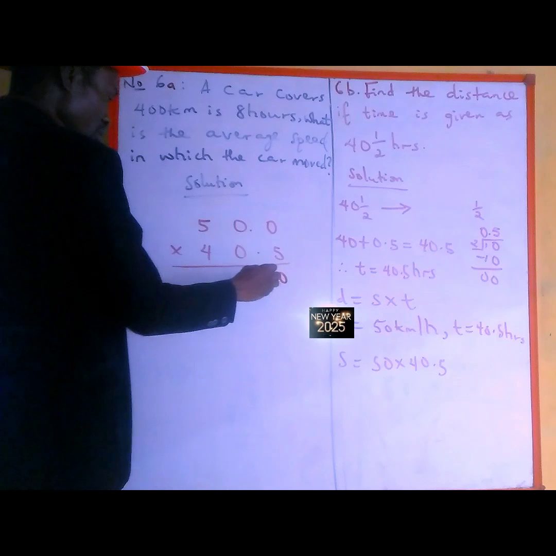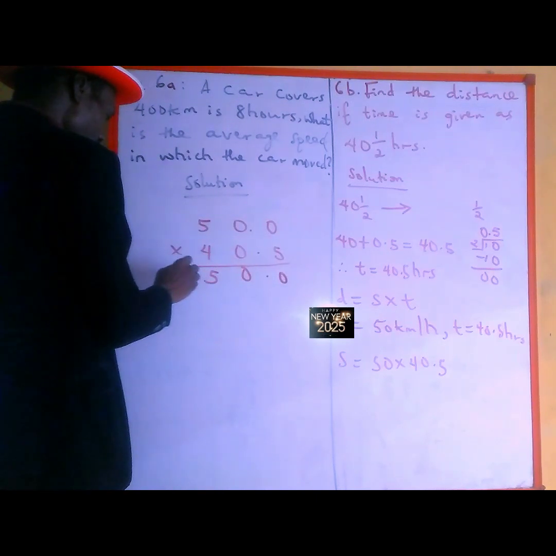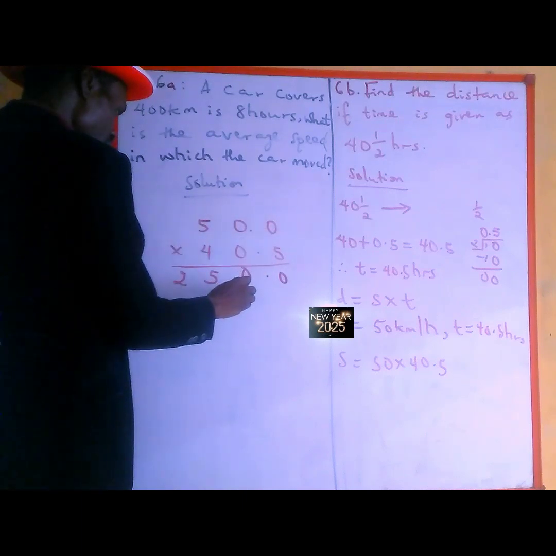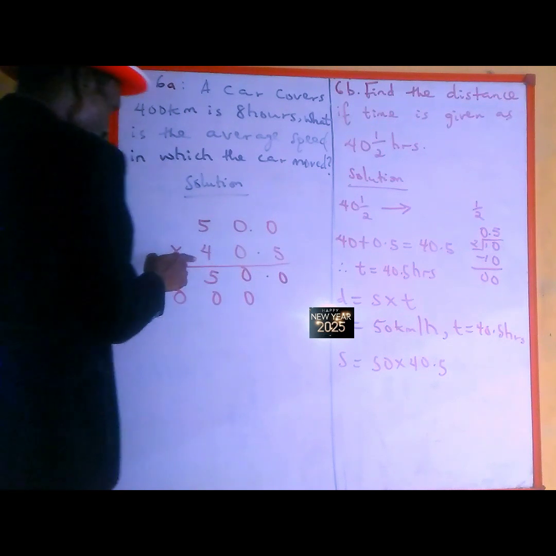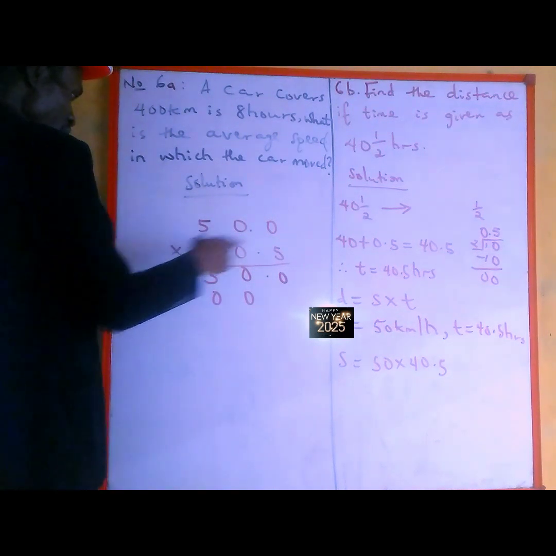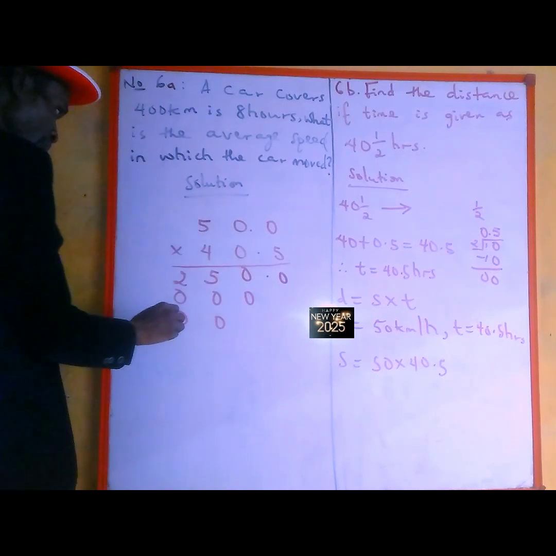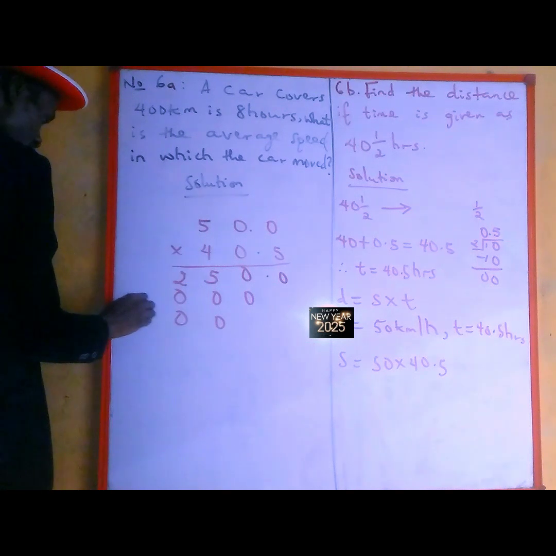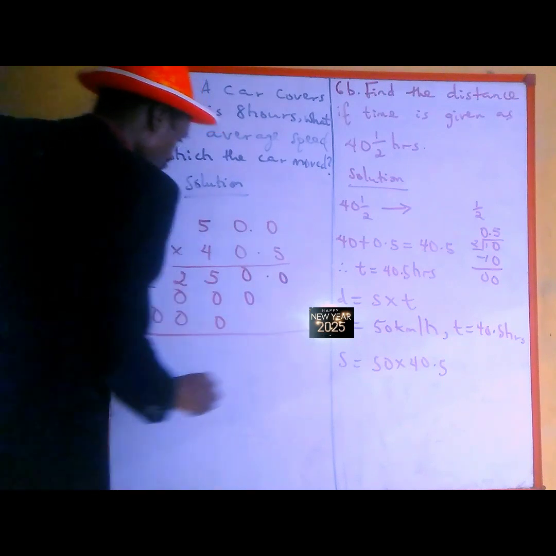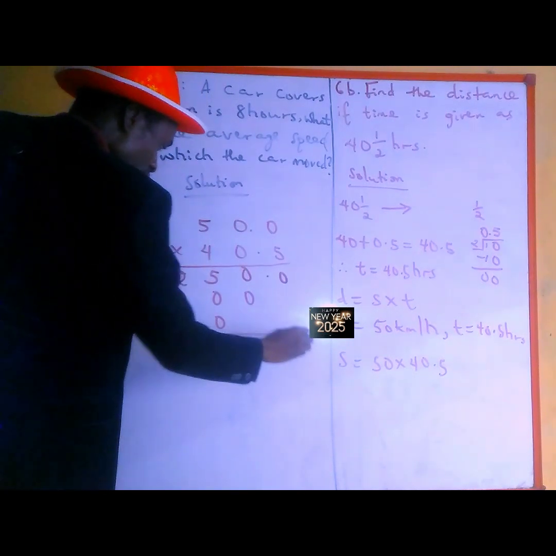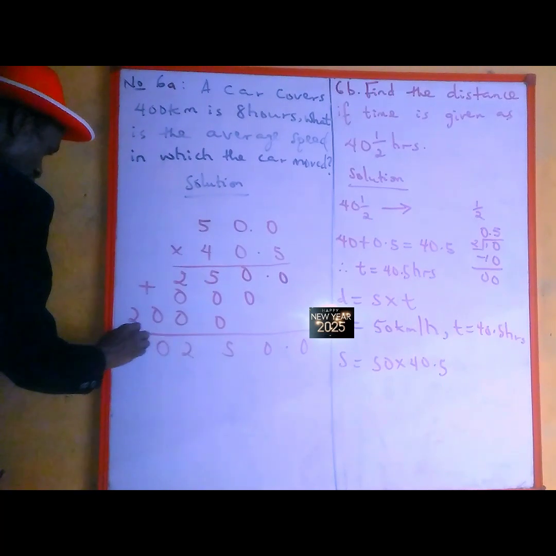5 times 0 is 0. 5 times 0, 0. 5 times 5, 25. Put down 5. Carry 2 here. 0 times 0 is 0. 0 times another 0 is 0. 0 times 5 is 0. Now let's go under this place. 4 times 0 is 0. 4 times 0 is 0. 4 times 5, 20. I have 2 here. Around my addition, you know that inevitably multiplication leads to addition. But I have 0, 0, I have 5, I have 2, I have 0, I have 2.